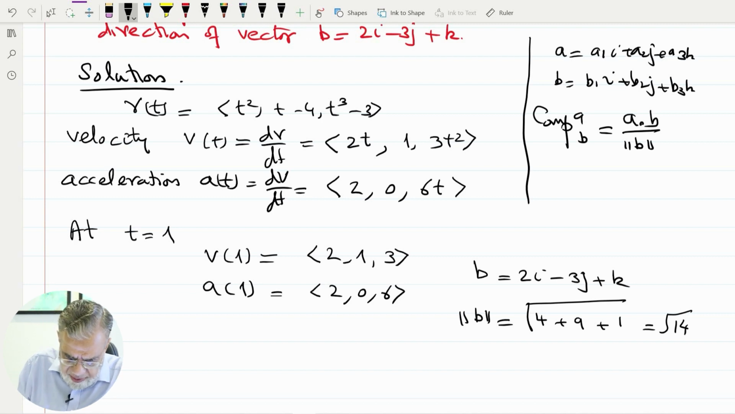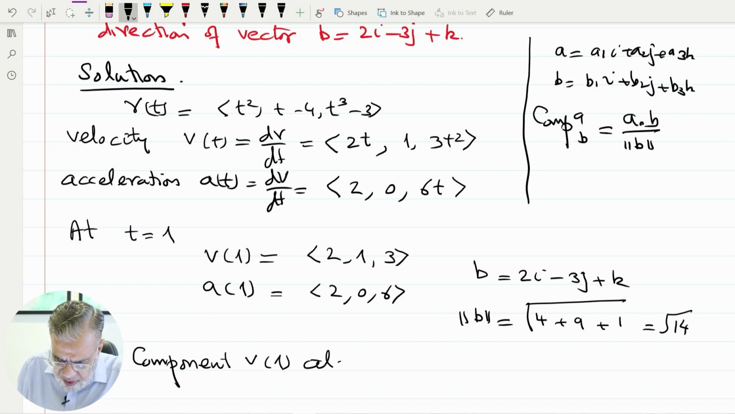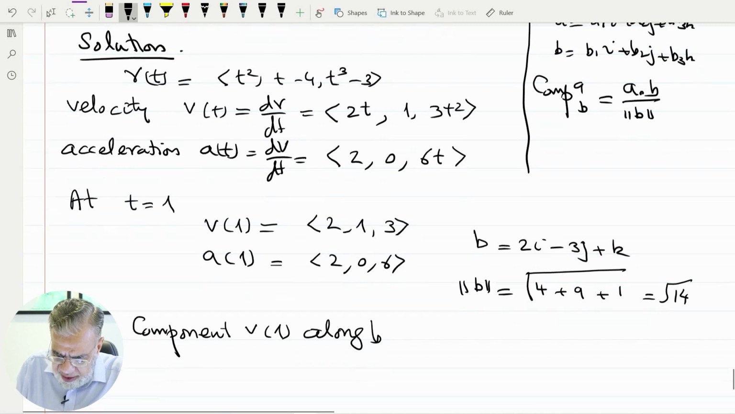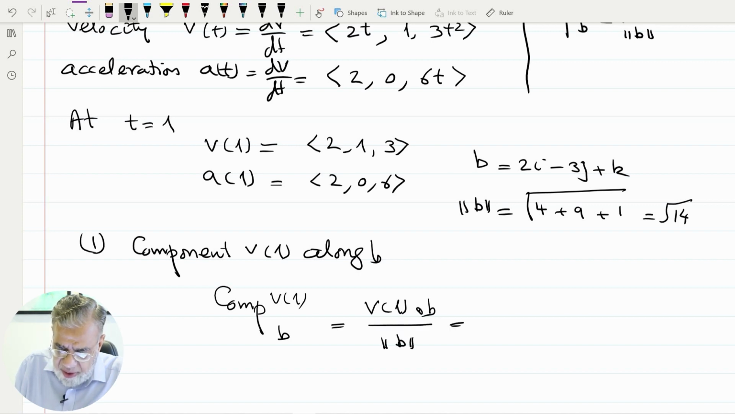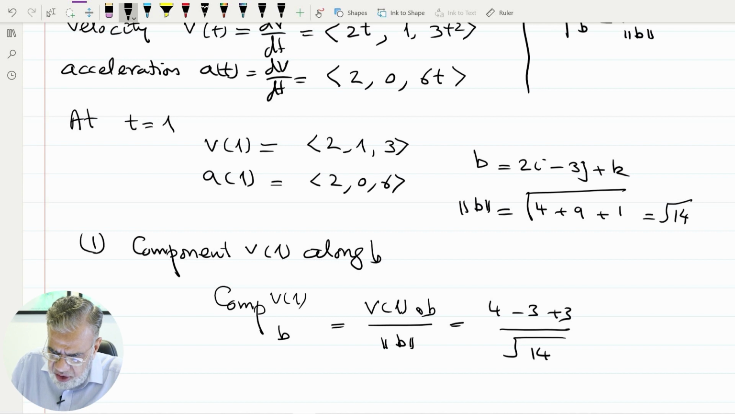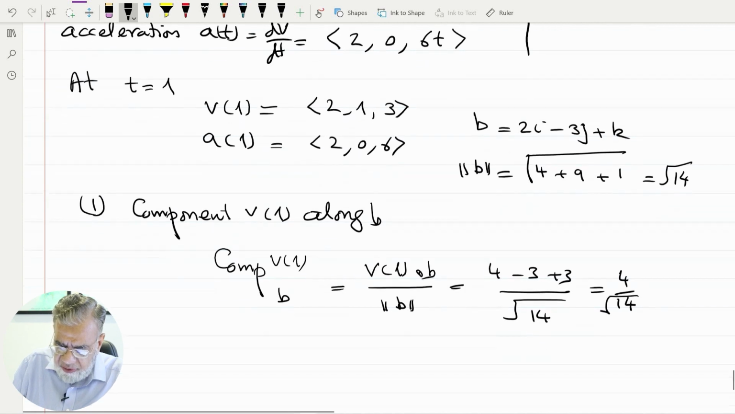Now I can write the component of v1 along the given vector b. The component of v1 along vector b is equal to v1 dot product with b over magnitude of b. So I take the dot product of the two given vectors: we get 4, we get minus 3, and we get plus 3, over the square root of 14. So this gives me 4 over root of 14. That's my component of v1 along b.